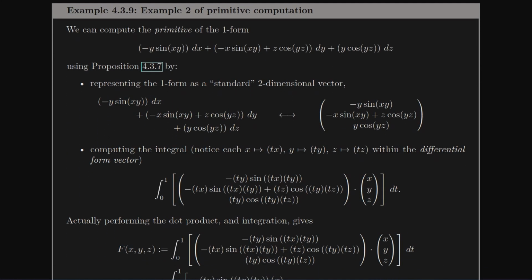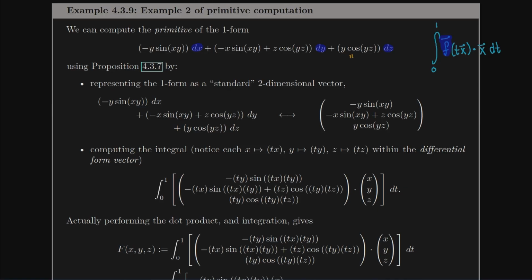Let's get one more example of a primitive computation of a one form. Just a little bit more complicated here. I've added a dimension. We've got dx, dy, and dz. And as before, if we're going to use this lovely formula, which is the integral from 0 to 1 of f of t times my vector of variables, dot product of the vector of variables, dt, then I'm going to need my differential form phrased as a vector rather than directly as a differential form.